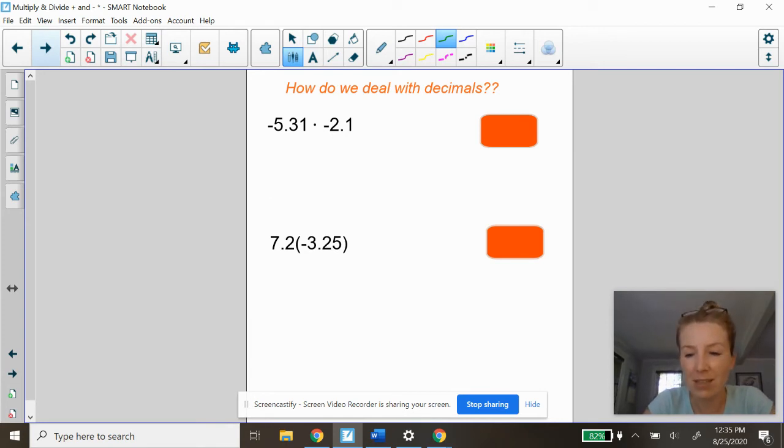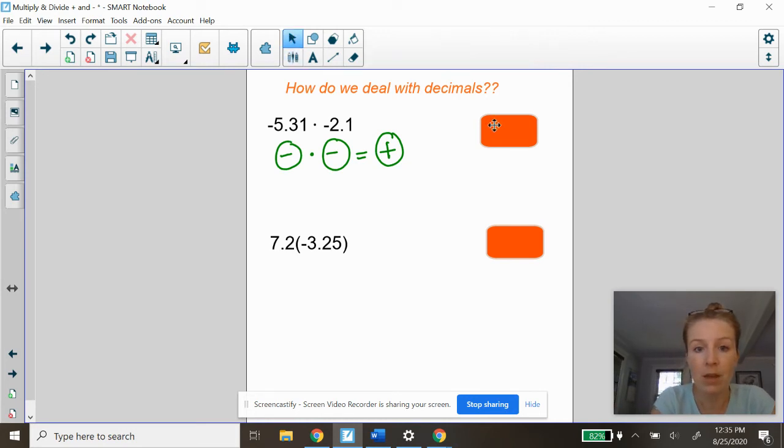So what if we have decimals, or even if you had fractions? What do we do then? Well, the good news is the rule still stays the same. I'm still thinking here about multiplying a negative times a negative, and so I know my product will be positive. So the math that I would have to do, and then I want you to pause and do on your own, is to focus on this 5.31 times 2.1. All right, hopefully you got an answer of positive 11.151.